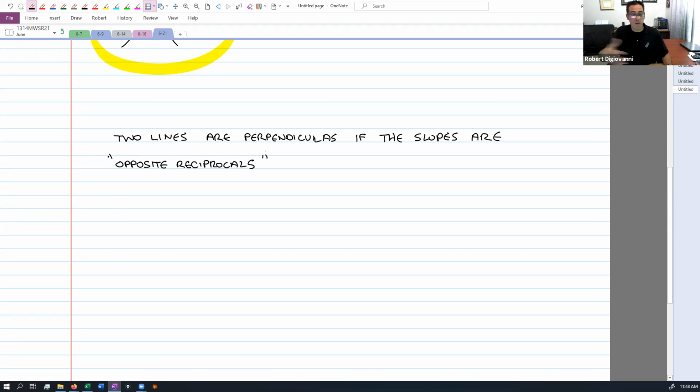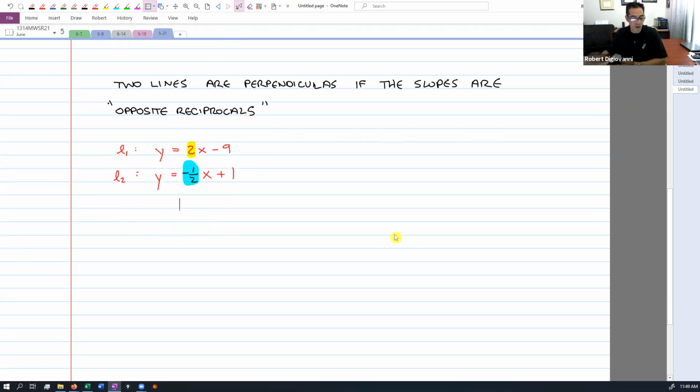So I'm going to give you a couple of examples so you can see this. For example, if we had a line L1 and it was y equals 2x minus 9, then line 2, if it had a slope of negative 1 half x, these two lines would be perpendicular because these two numbers, the yellow and the blue, are opposite reciprocals. You take one of them, you flip it, you change the sign, and you get a perpendicular line.